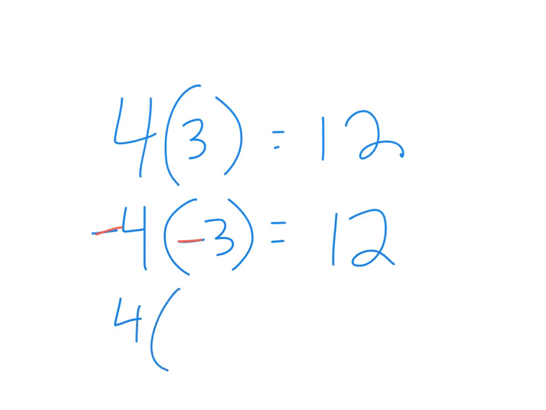So if I had a positive 4 times a negative 3, now we're seeing mismatched signs, so therefore my answer is going to be negative 12. So we're still multiplying the same way. We're still going to get 12 every time we take 4 times 3. But make sure you're paying attention to the signs to see whether or not it's going to be positive or negative. And the same rule we used for division.